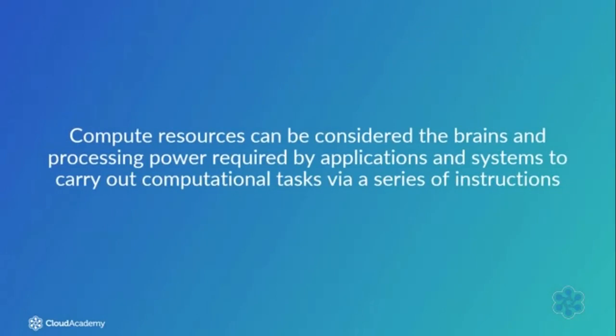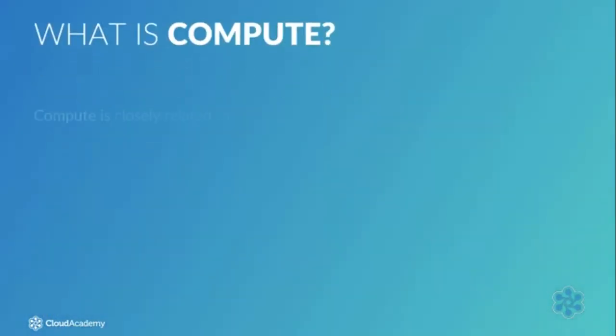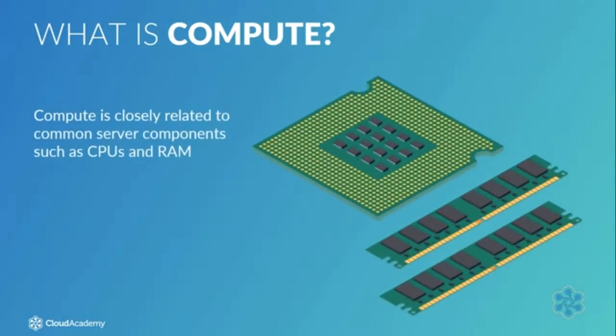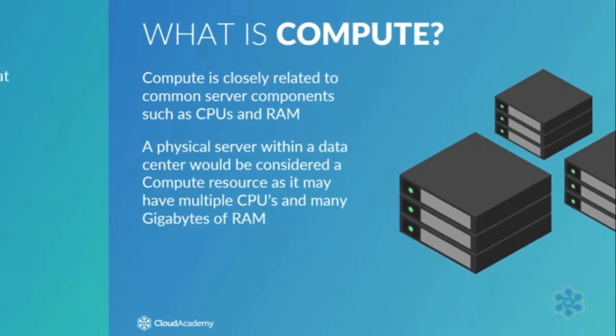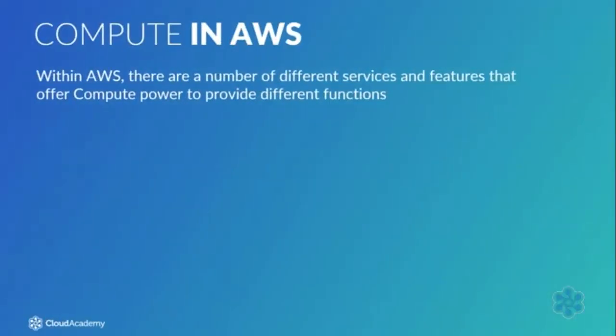compute resources can be considered the brains and processing power required by applications and systems to carry out computational tasks via a series of instructions. So essentially, compute is closely related to common server components, which many of you will already be familiar with, such as CPUs and RAM. With that in mind, a physical server within a data center would be considered a compute resource, as it may have multiple CPUs and many gigs of RAM to process instructions given by the operating system and applications.